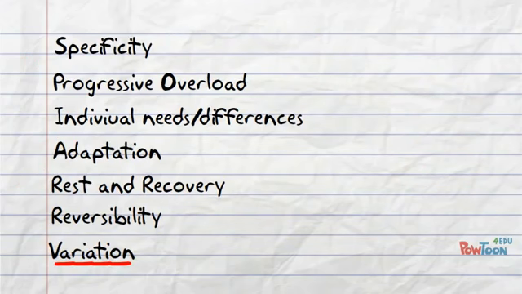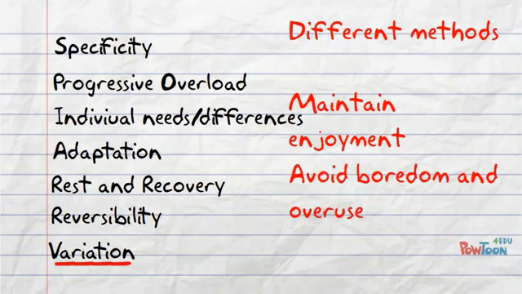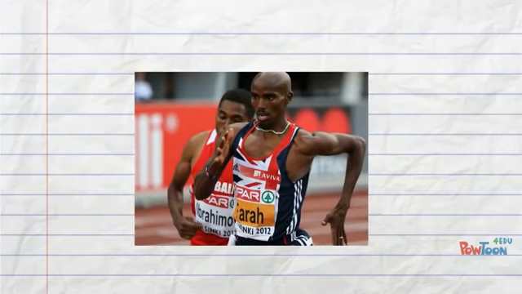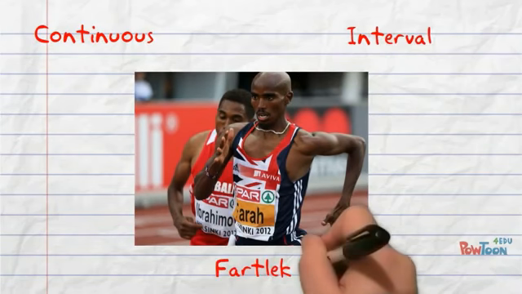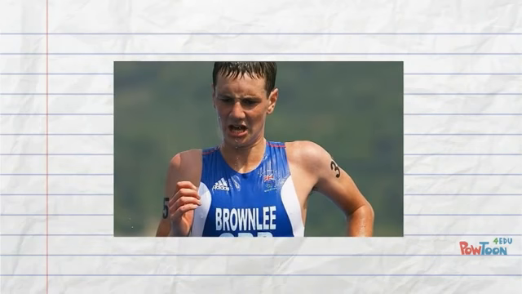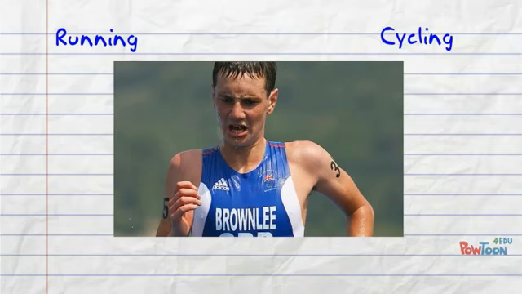Variation. Variation is using different methods of training to maintain enjoyment and to avoid boredom or overuse injuries. For example, an individual training for aerobic endurance would use maybe continuous training, interval training or fartlek training to make sure they stay interested in their training program. Alternatively, someone that just wants to do continuous training might use running sessions, cycling sessions, and swimming sessions.